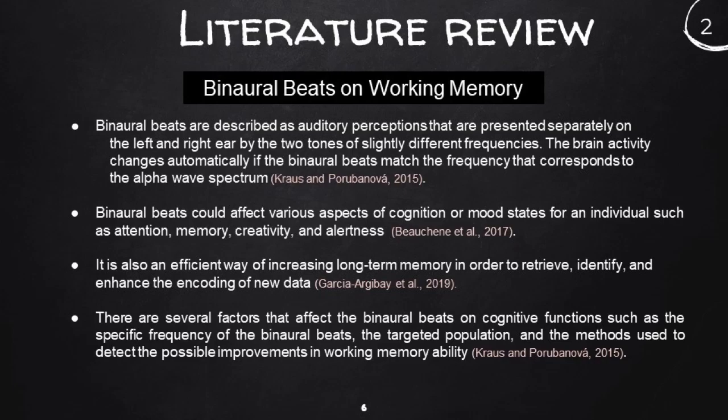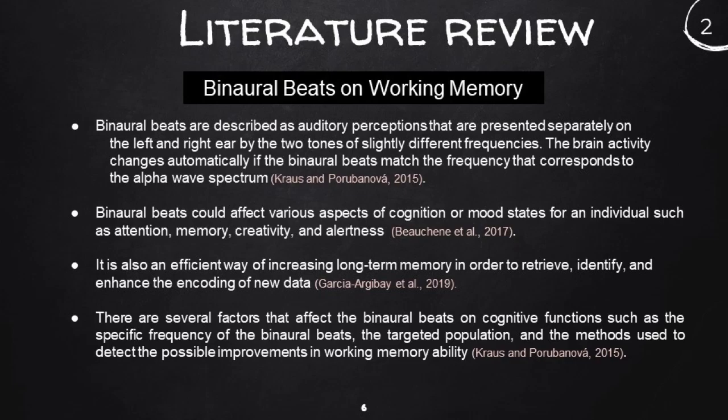Next, binaural beats could also affect various aspects of cognition or mood states for an individual, such as attention, memory, creativity, and alertness. Besides, it is also an efficient way of increasing long-term memory in order to retrieve, identify, and enhance the encoding of new data.